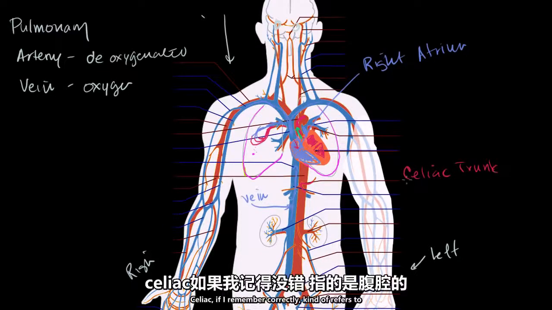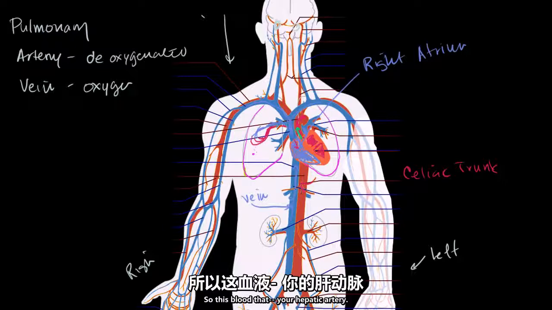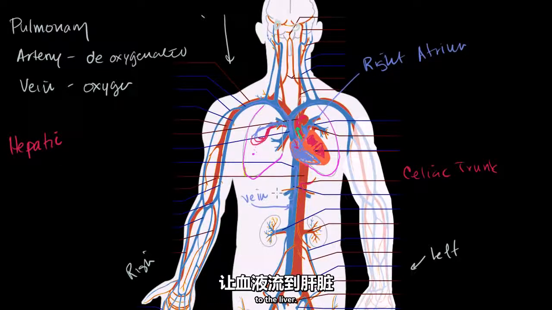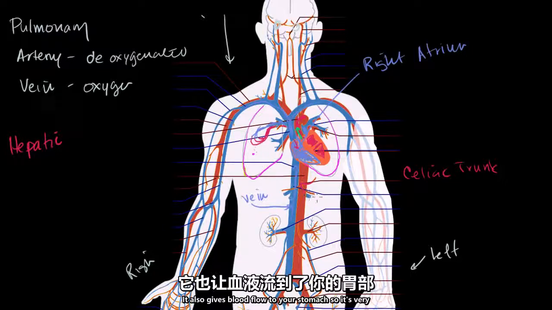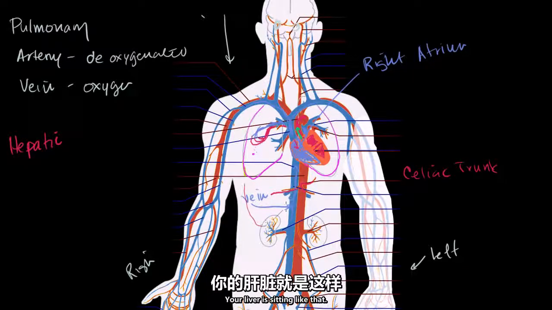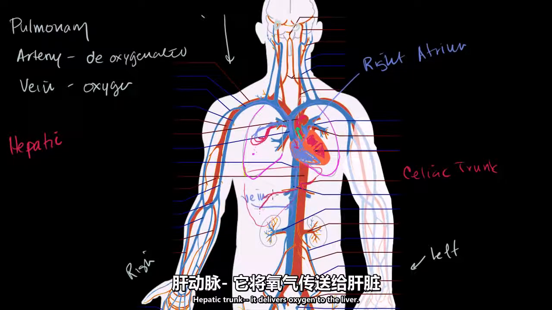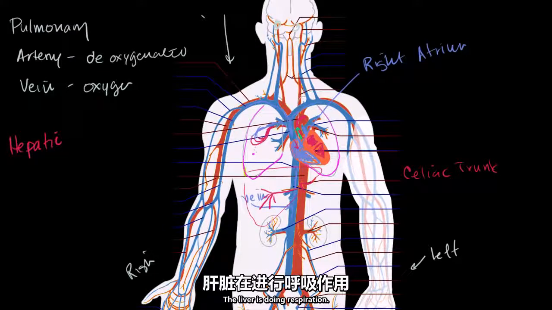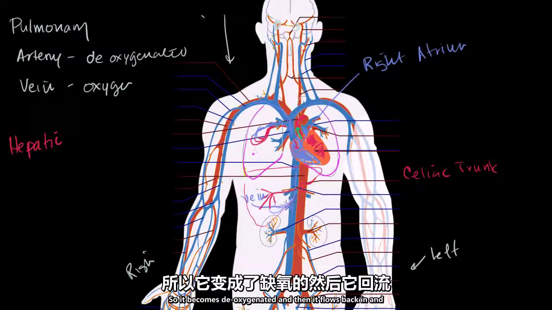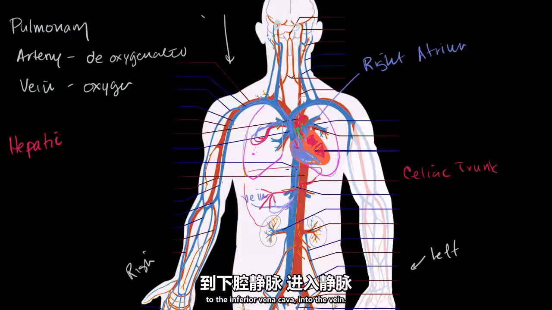Celiac, if I remember correctly, kind of refers to the abdomen. So the hepatic artery, hepatic deals with the liver. Your hepatic artery branches off of this to get blood flow to the liver. It also gives blood flow to your stomach. So it's very important in digestion and all of that. Your liver is sitting like that. It delivers oxygen to the liver. The liver is doing respiration. It takes up the oxygen, and then it gives up carbon dioxide, so that it becomes deoxygenated, and it flows back into the inferior vena cava, into the vein.